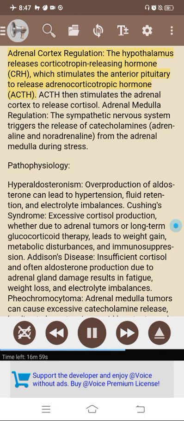Control of hormone secretion. Adrenal cortex regulation. The hypothalamus releases corticotropin-releasing hormone (CRH), which stimulates the anterior pituitary to release adrenocorticotropic hormone (ACTH). ACTH then stimulates the adrenal cortex to release cortisol. Adrenal medulla regulation. The sympathetic nervous system triggers the release of catecholamines, adrenaline and noradrenaline, from the adrenal medulla during stress.